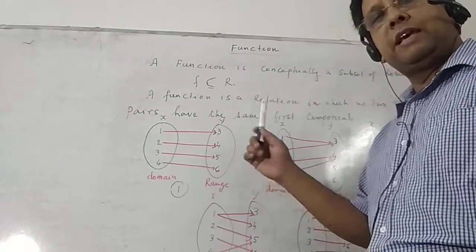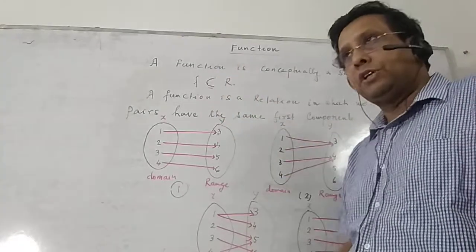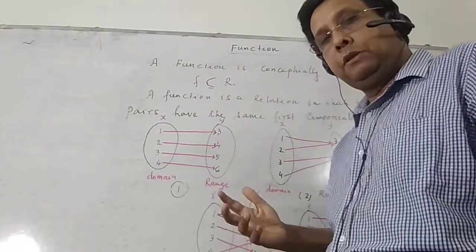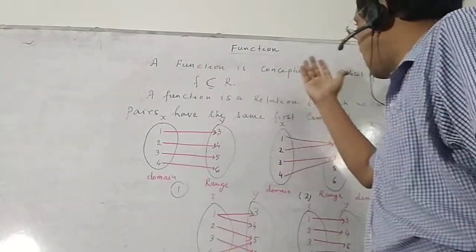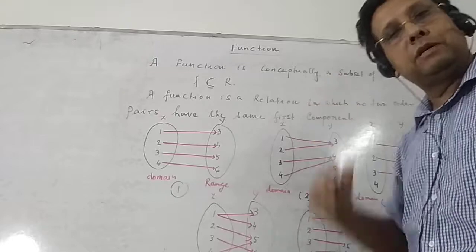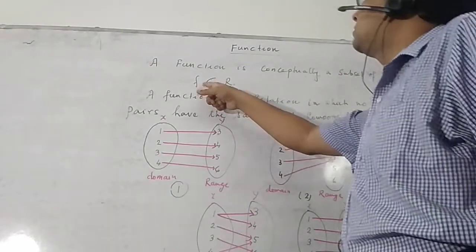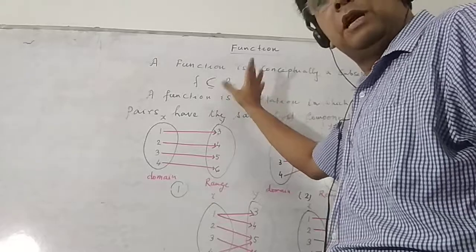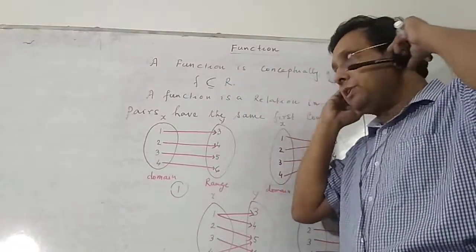That's why I have written a statement. It is a very conceptual definition, not a book definition. This is how we understand functions. A function is conceptually a subset of relations. It is a subset sign. So a function is conceptually a subset of relations. This is the first conceptual definition.